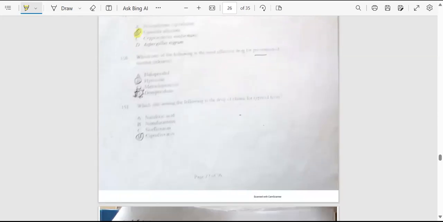Yeah, and then what do we give for oropharyngeal candidiasis? For oral candidiasis, what do we give? That's the one we give nystatin. Yes, sir.